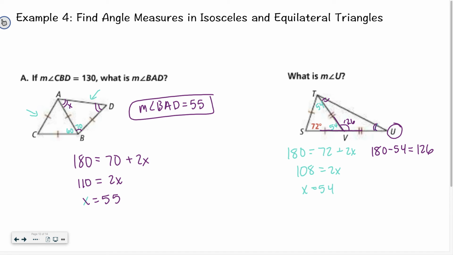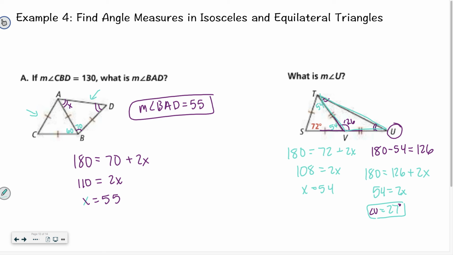My last step is going to be to solve for that other angle. So 180 equals 126 plus 2x. Now I'm just looking at this triangle. 180 equals 126 plus 2x. 180 minus 126 is going to give us 54. And if I divide by 2, I have 27. So x equals 27, and x in this problem represented angle U, so I'm going to rewrite that to be angle U equals 27 degrees.